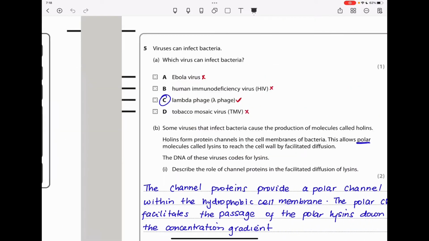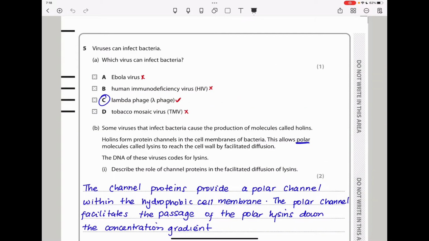Let's begin. Question 5 says, viruses can infect bacteria. Which virus can infect bacteria? So here they want to know which among these can infect bacteria. As you know, Ebola virus, no. The HIV virus does not, and the tobacco mosaic virus doesn't. So it's only the lambda-phage that can infect bacteria. So the answer to this should be C.